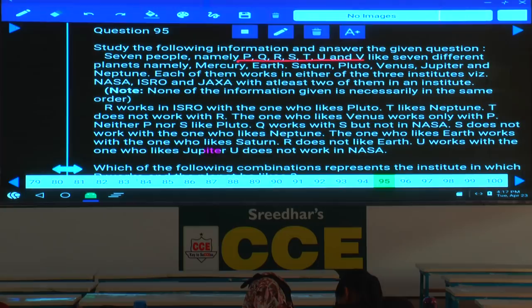Now how to draw the diagram for this one? Earlier we have discussed this. Which type does it come under: distribution, different parameter, or common parameter? Common parameter. Why is it common here? Because at least 2 belong to working in each institute. That means it comes under common parameter. Whenever it comes under common parameter, we need to divide this accordingly. So how to divide this?